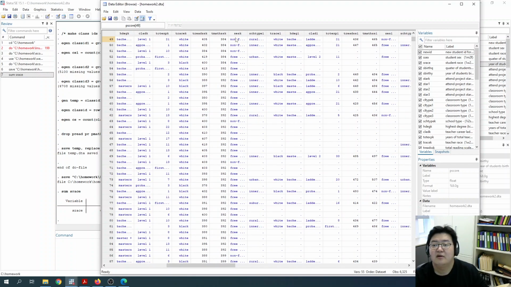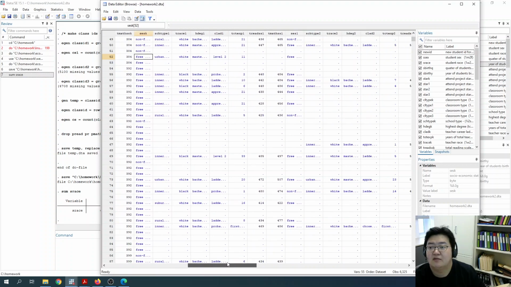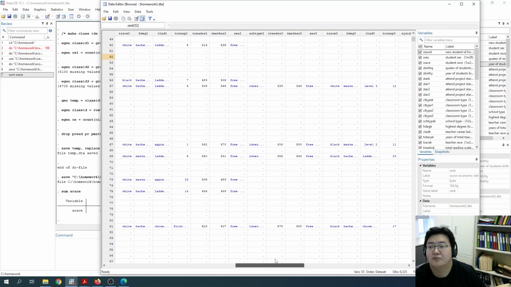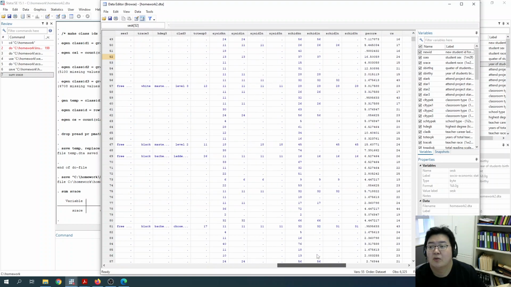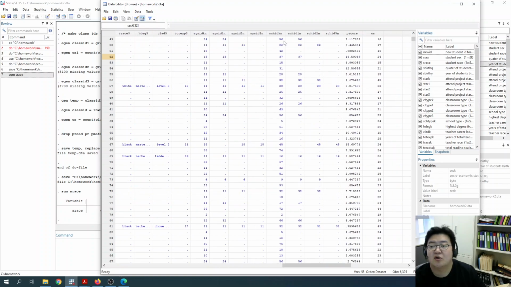And then here SESK is whether a student is eligible for free lunch. If eligible for free lunch, that means the student's family income is below a certain level. So that is that. And then what else?